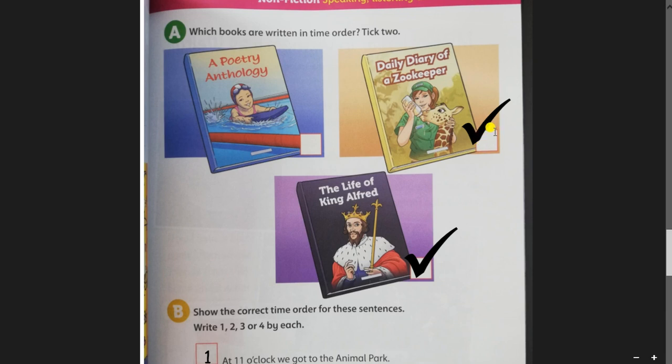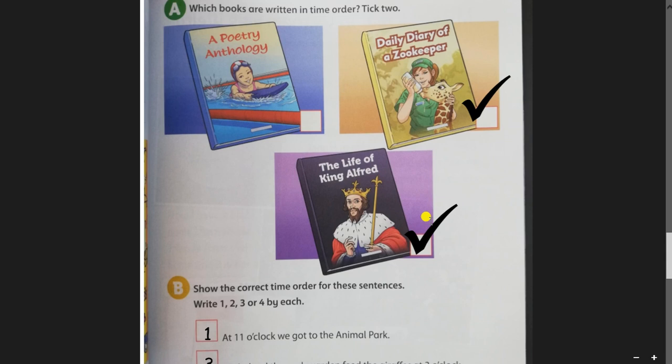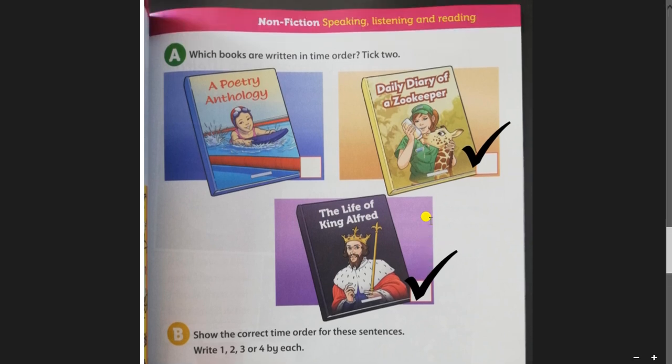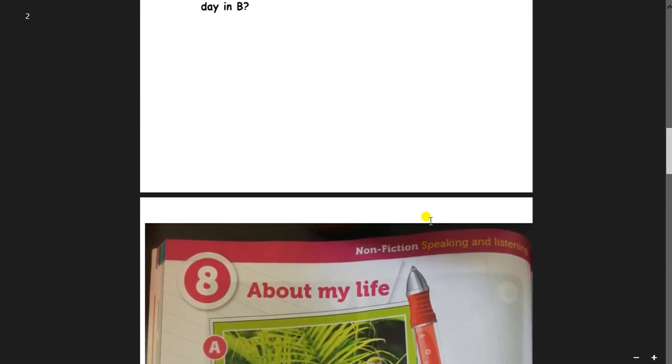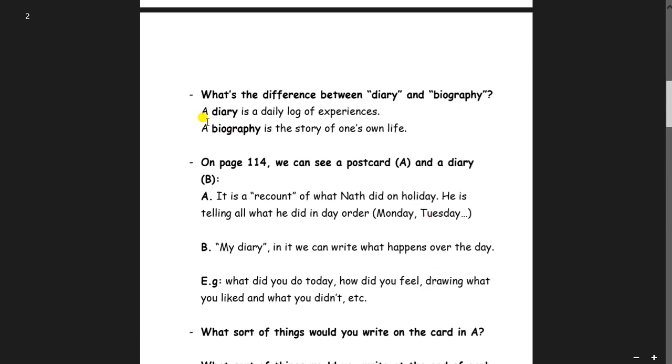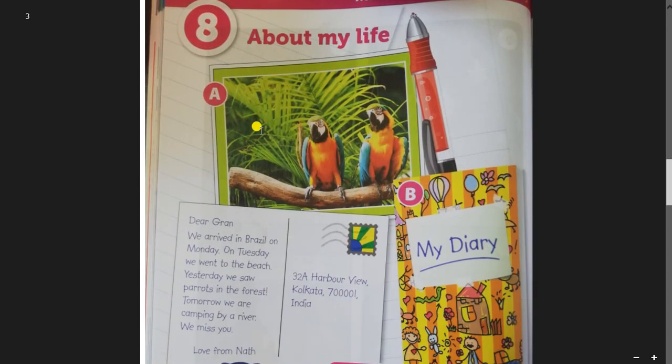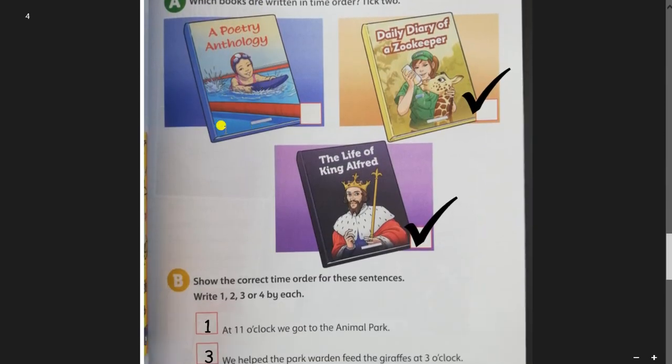Tick. And this one, the life of King Alfred. The life of somebody. We said it's named. Can you remember? I will go back to show you. Let's go back. Can you read this one? This one. Do you see it? Biography, yes. The story of somebody's life. It's happening in time order. Since he was a baby and then growing older, a boy, and then being a man. So this one and this one are happening in time order. We will tick here and here.